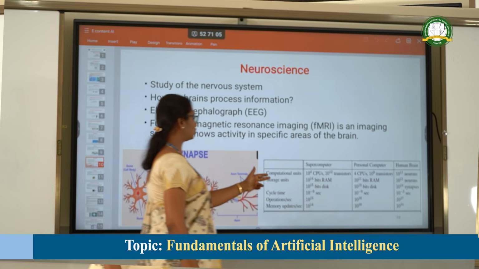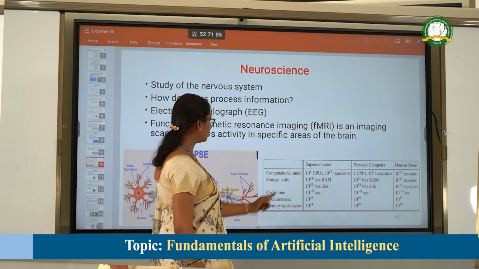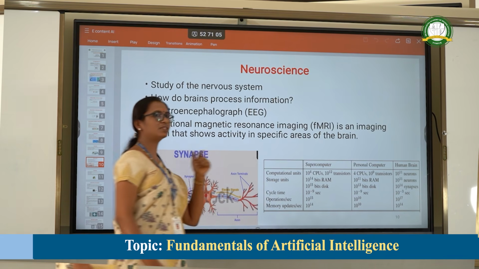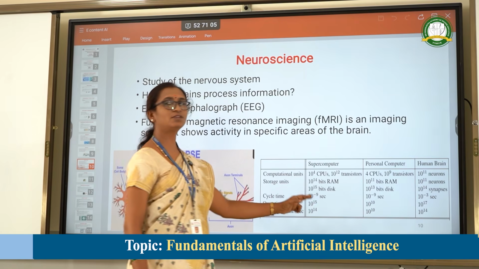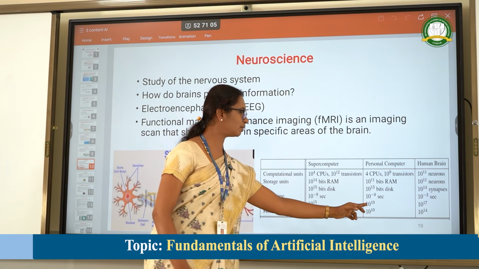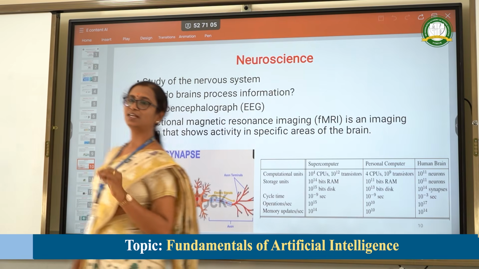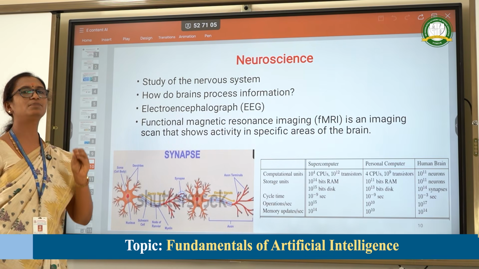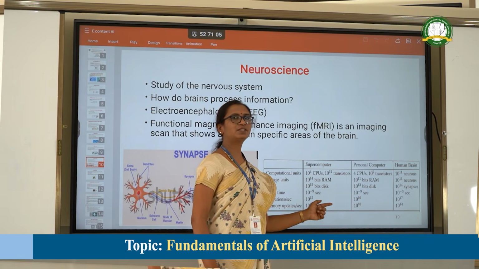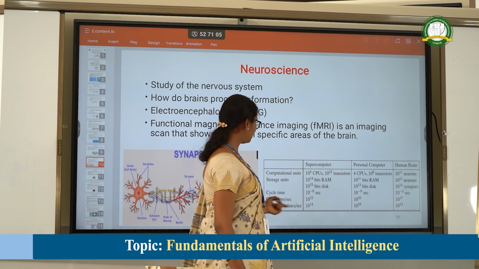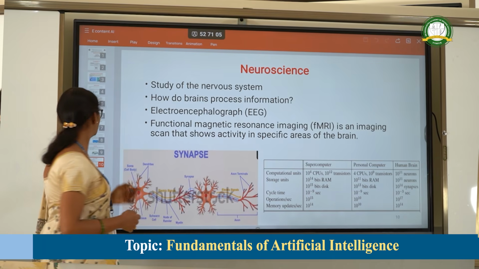There is some additional information regarding the storage units, the cycle time required to compute, and how many operations per second each is capable of performing. A supercomputer performs 10 to the power of 15 operations, a personal computer 10 to the power of 10 operations, whereas the human brain is much more powerful and can perform up to 10 to the power of 17 operations per second, and whatever information is stored can be updated. Similarly, we can look into memory updates. So neuroscience plays a very vital role.